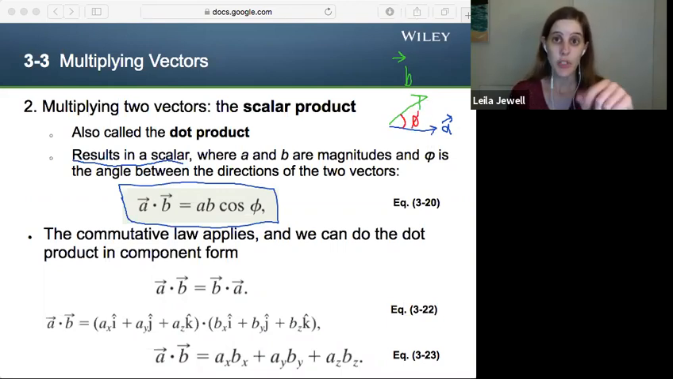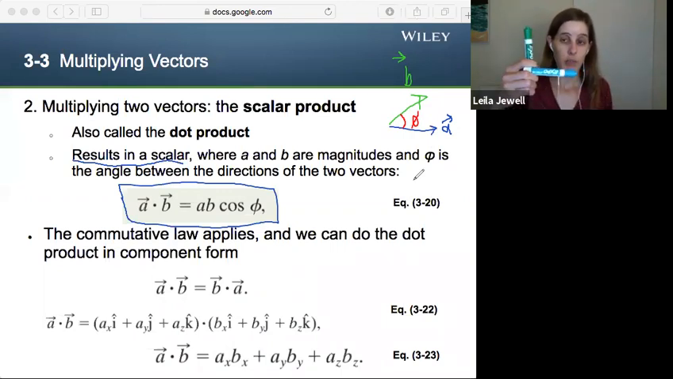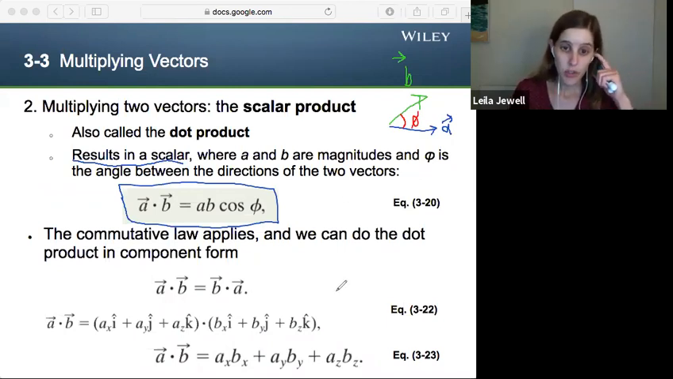And the reason we use phi is that this isn't necessarily defined relative to the x-axis. It's just the angle between them, no matter which way these are pointing. So they could be pointing horizontally, or they could be pointing at crazy angles. All that we care about is what angle they are between each other. With the dot product, the commutative law applies, so we can do the dot product in component form.